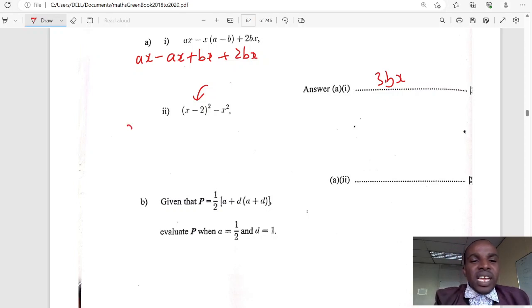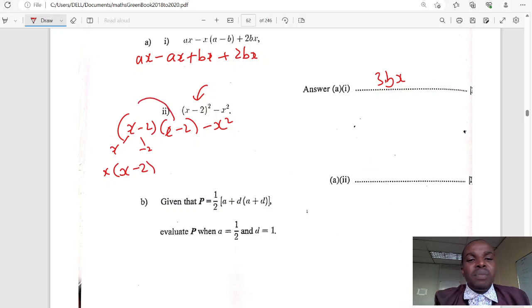So you say here, x minus 2 in a double bracket, then minus x squared. In this bracket we have x and we have minus 2. x will multiply the second bracket, which is x minus 2. Then minus 2 will also multiply the second bracket, x minus 2. Then minus x squared.